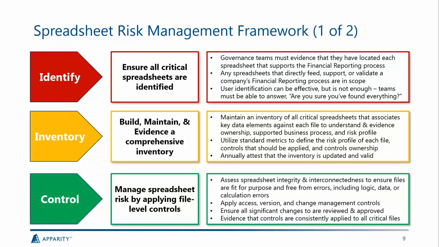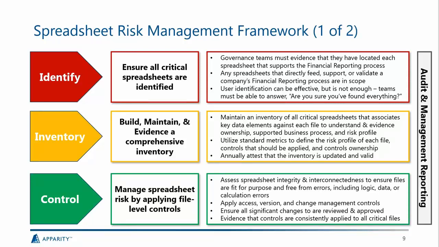And really what that gets into is making sure that you have workflow within your spreadsheets and within your processes to make sure that significant changes are reviewed and approved. Now, again, you'll see this word evidence pop up, and it's making sure that you're evidencing that controls are consistently applied. So really this audit and management reporting needs to be applied throughout all three of these policy elements to make sure that you can show your management, as well as your auditors, both internal and external, that all three of these things are being done.